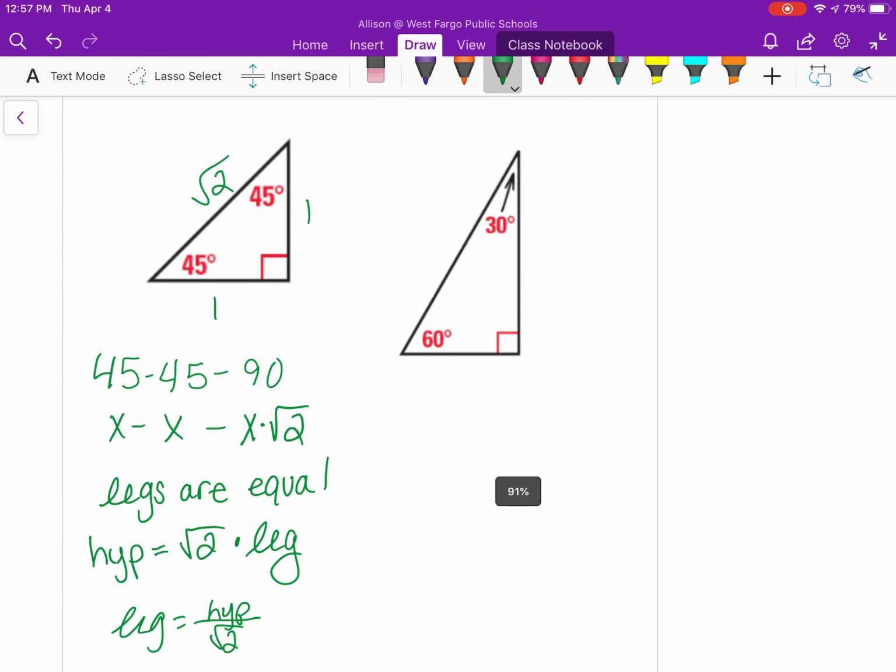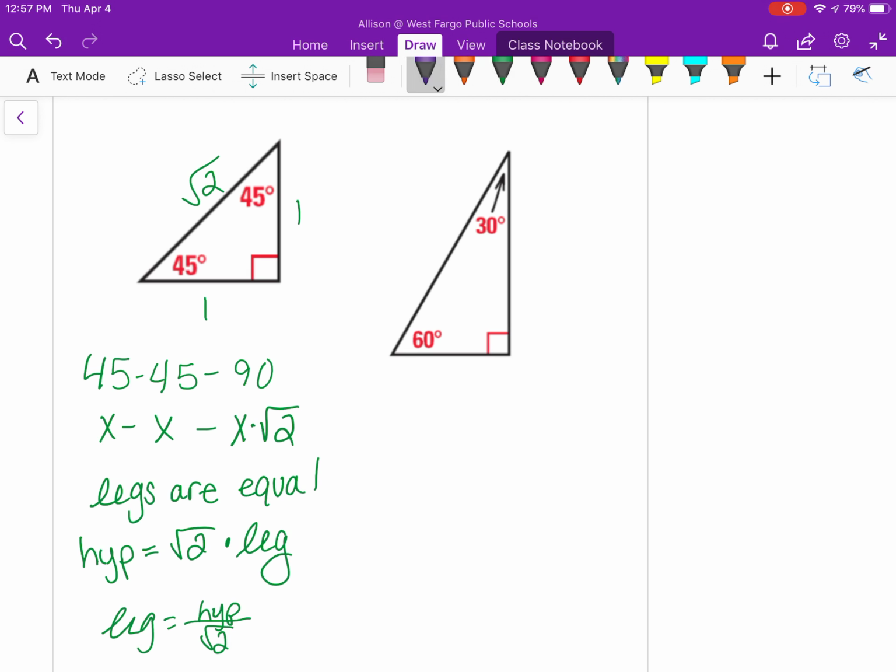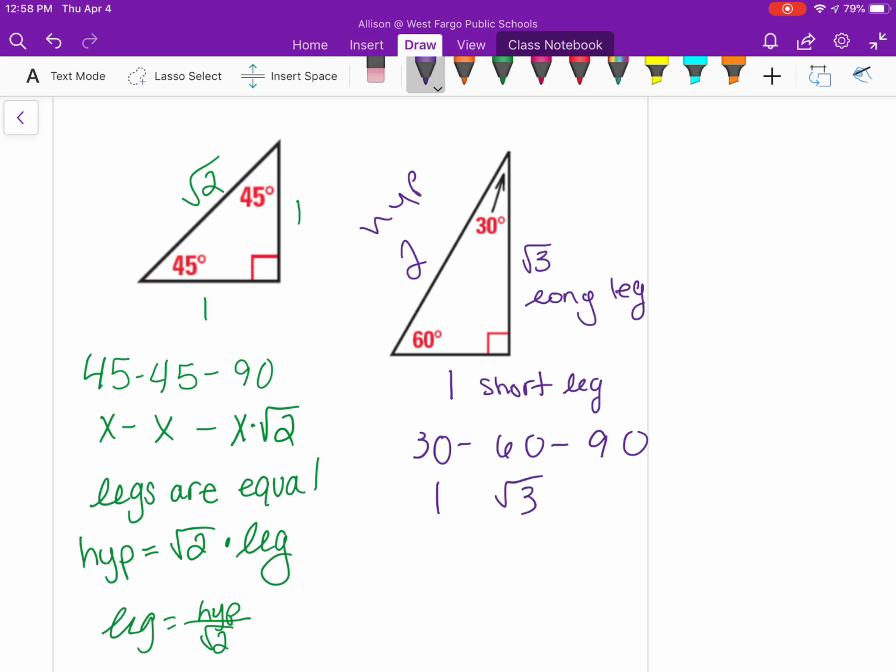For the 30-60-90 triangle, we have 3 specific parts that have this ratio. The 30 degree angle is always across from the smallest side, which we call the short leg, and it has a ratio of 1. The side across from the 60 is the square root of 3 times the short leg, and that one we call the long leg. And then the hypotenuse is 2 times the short leg. So the ratio for 30-60-90 is 1, square root of 3, 2.